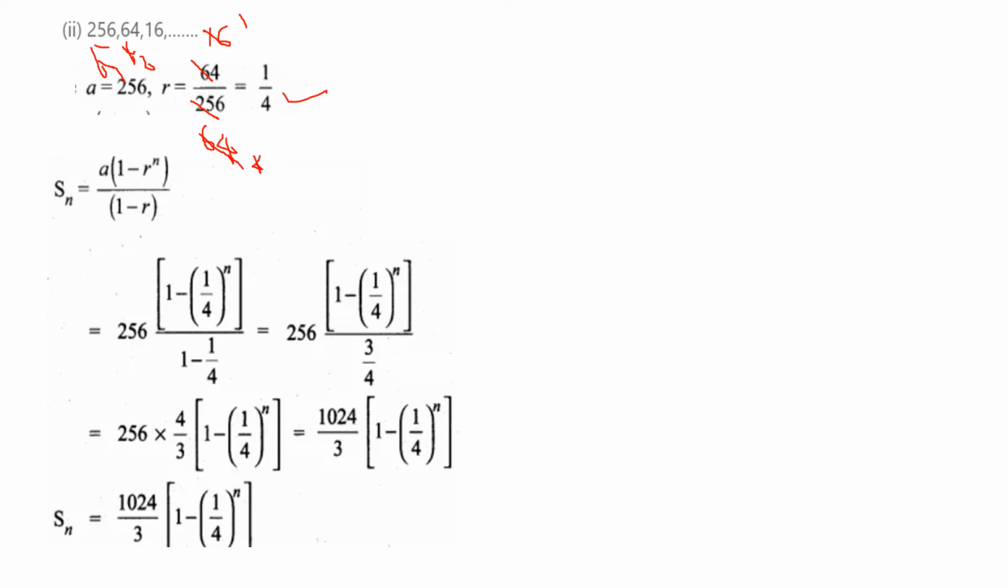Cross multiply here. 1 4 is 4. 4 minus 1 3. 3 by 4. So next step you put the reciprocal 256 into 4 by 3 and inside the bracket whatever it is you write it as such. And 256 into 4 1024 by 3 into 1 minus 1 by 4 whole to the power n. Therefore, Sn equal to 1024 by 3 into 1 minus 1 by 4 whole to the power n.